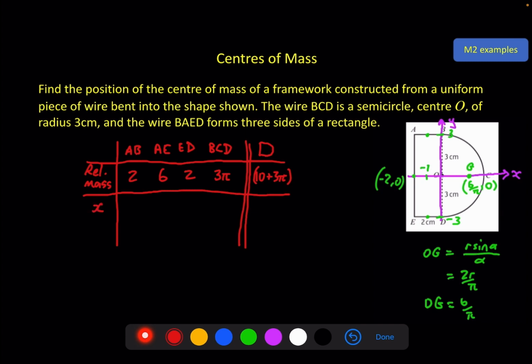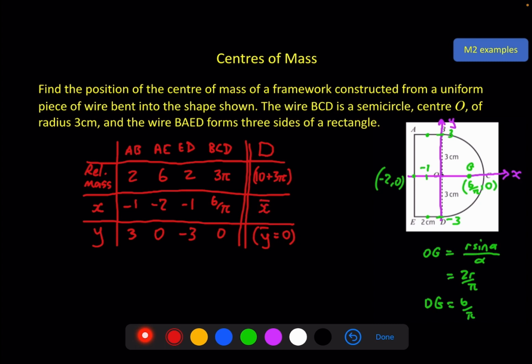Then the x and y coordinates for the centers of mass. And even though I know the y coordinate is 0, I'll go through the calculation just to show you that it works out. For AB, that's -1 and 3. ED is -1 and -3. There's a symmetry there. For AE it's minus 2 and 0, and for the arc is 6 over pi, 0. And you can see that with a 0, 0, plus 6, minus 6, the left hand side of the y is going to be 0, divided by this will give you a y coordinate for the centre of mass of 0.